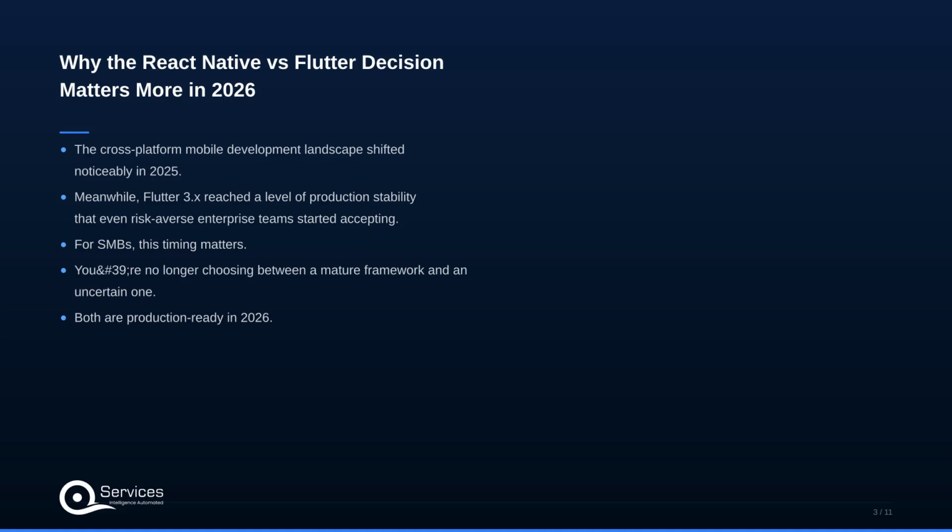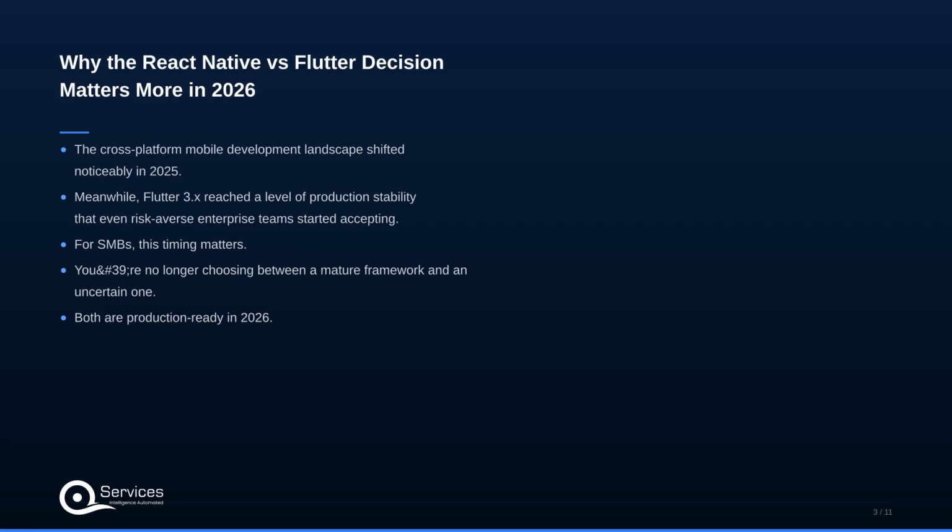The cross-platform mobile development landscape shifted noticeably in 2025. React Native completed its new architecture rollout, introducing the JavaScript interface and Fabric renderer, which closed much of the performance gap it previously had with Flutter. Meanwhile, Flutter 3.x reached a level of production stability that even risk-averse enterprise teams started accepting. For SMBs, this timing matters. You're no longer choosing between a mature framework and an uncertain one. Both are production ready in 2026. The question is which one fits your team's skills, your cloud stack, and your budget constraints.